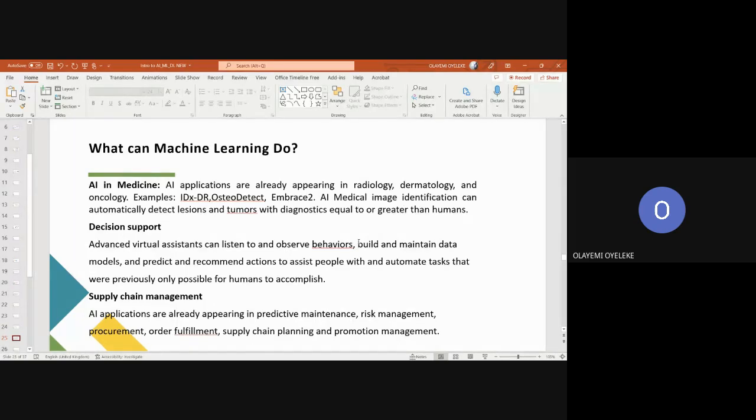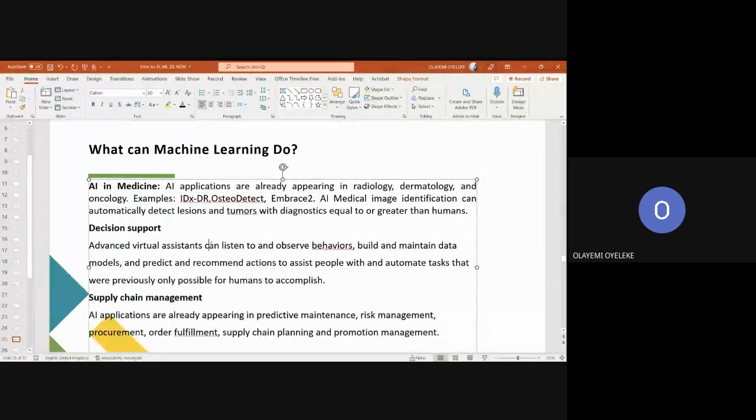So what machine learning can do, let's continue here. AI in medicine. AI applications are already appearing in radiology, dermatology, oncology. We have some technologies here that have been developed that use AI in medicine. We also have AI medical image identification, which is an area where machine learning is really used in medicine, especially to recognize images, scans and the like, and tumors, to perform operations and the like.